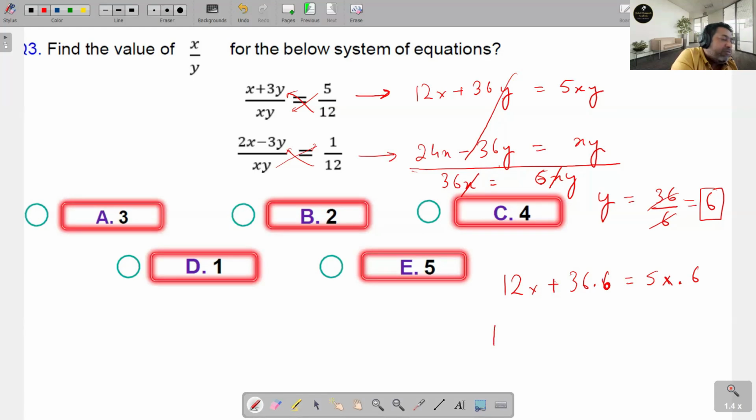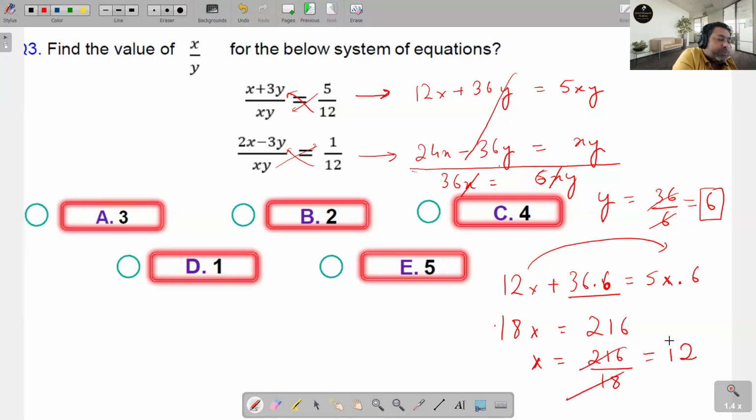All right, so therefore 12x will be equal to, so we can take this one on this side. So 18x is equal to 36 times 6, which is going to be 180 plus 36, which is 216. And therefore, x will be equal to 216 divided by 18, which will give you 12. Right? So we found the value of x and y. So the value of x over y is going to be 12 over 6, which is 2. And the correct answer is option B, which is 2. All right, so we'll move on to the next question.